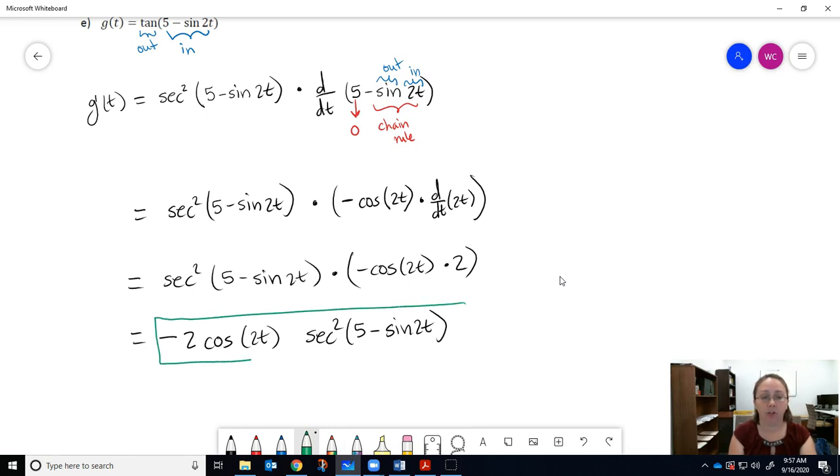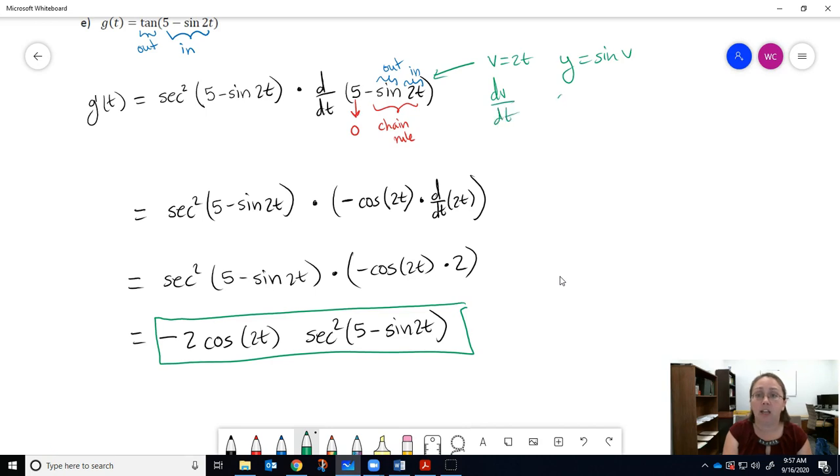So even if you have a chain rule inside of a chain rule, the inside-outside method works. If you use the formal definition, instead of using a u, you would have had to use v equals 2t, and y equals sine of v. And you'd have to do dv/dt and dy/dv. It's just a whole bunch more work personally, but absolutely can do that. And that's it. That's all my examples for you.